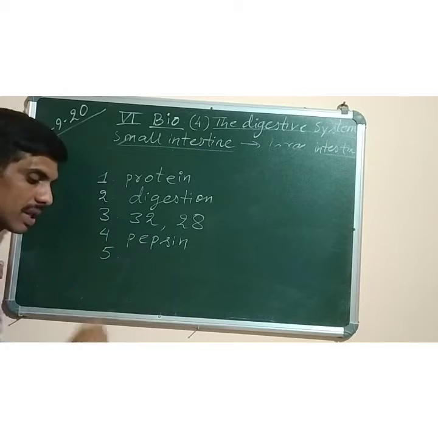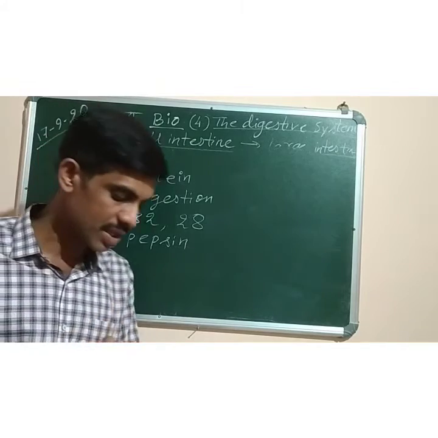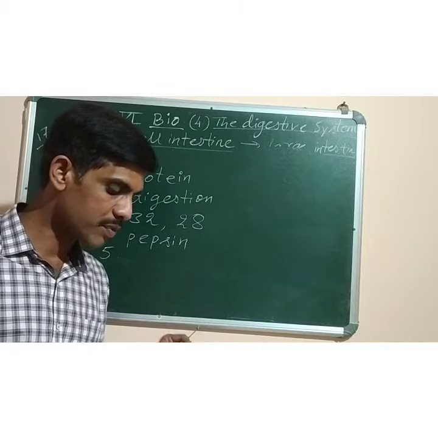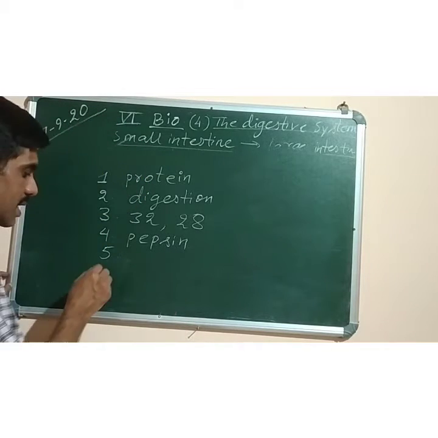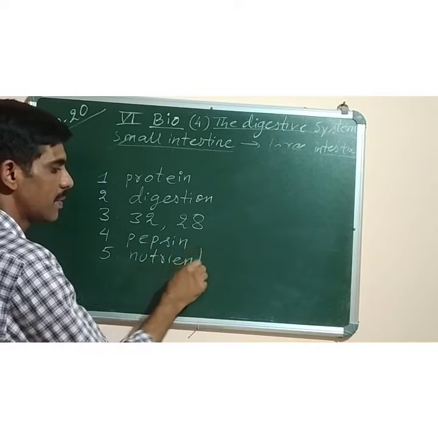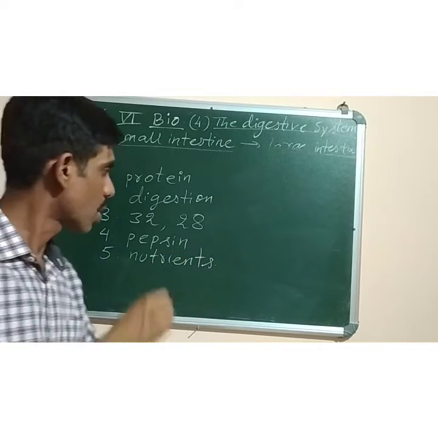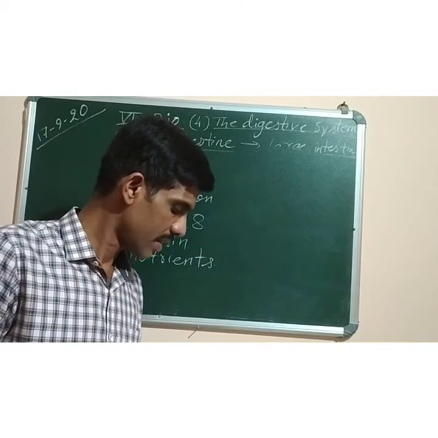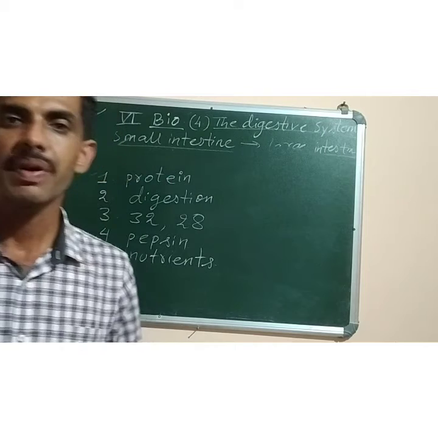And the fifth or the last question is: the villi present in the small intestine increase the surface area for absorption of gases or nutrients. So the answer should be nutrients. The villi will help in the absorption of nutrients. So all the correct answers are there. You can mark them. Okay. So now next we have to do the digestive glands.